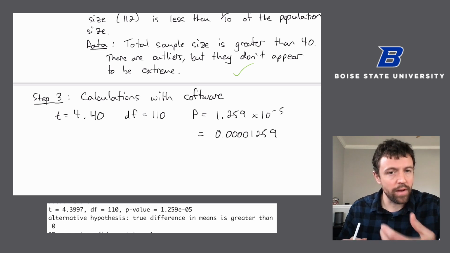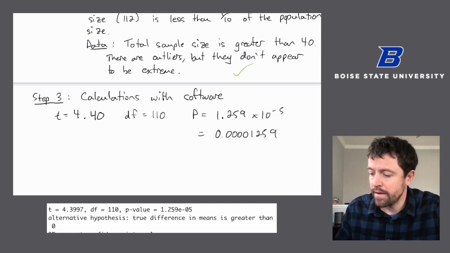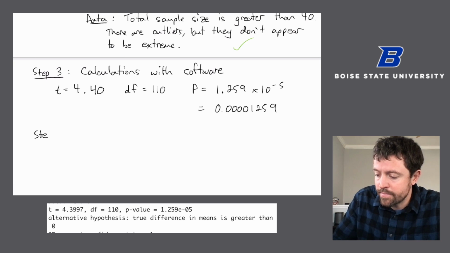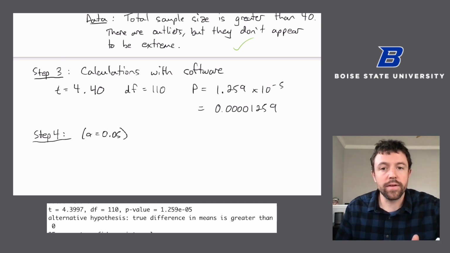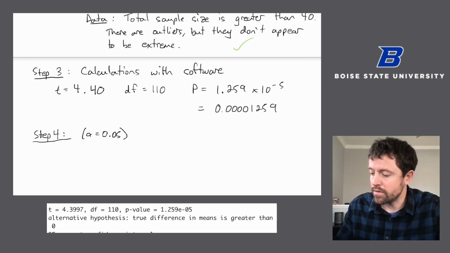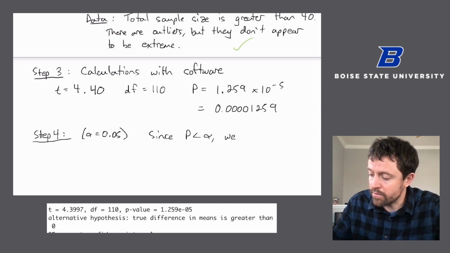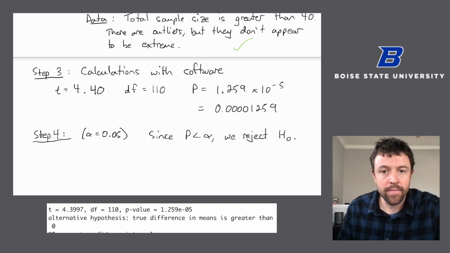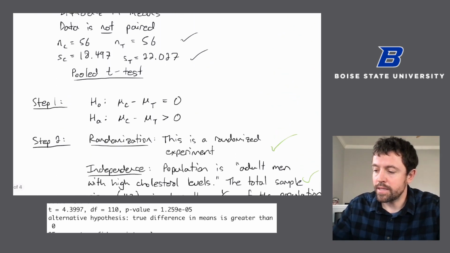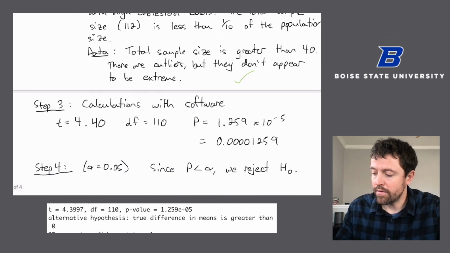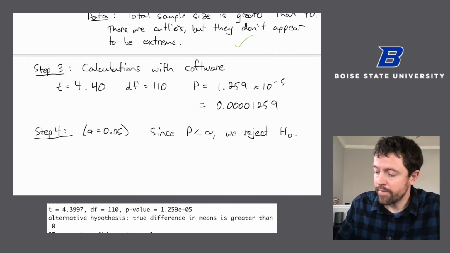All right, so we have our calculations. We have t, we have p, and now we can state a conclusion. Any reasonable significance level would give us the same conclusion here because our p-value is so small, but since it wasn't stated, we'll use 0.05. Since p is less than alpha, we reject the null hypothesis. So let's remind ourselves, the null hypothesis was that the means were equal. The alternative is that the treatment group has a lower cholesterol level.